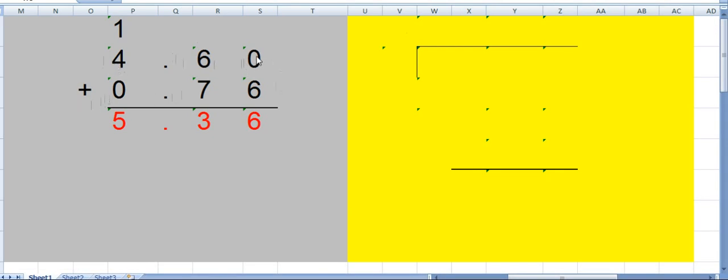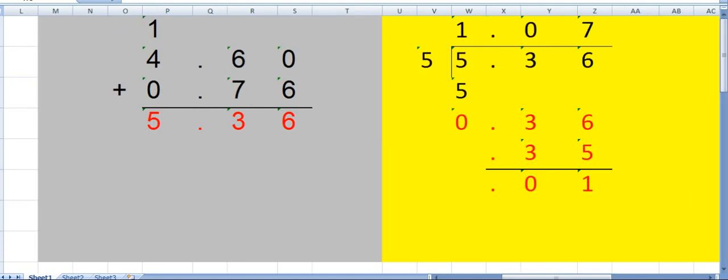Why this 0? Because after the point the second number has 2 digits, so we have to put 2 digits over here. So add: 0, 6, 7 plus 6 is 13, 1 carried above 4 plus 1 is 5, 5.36. Now we have to divide this number by 5.